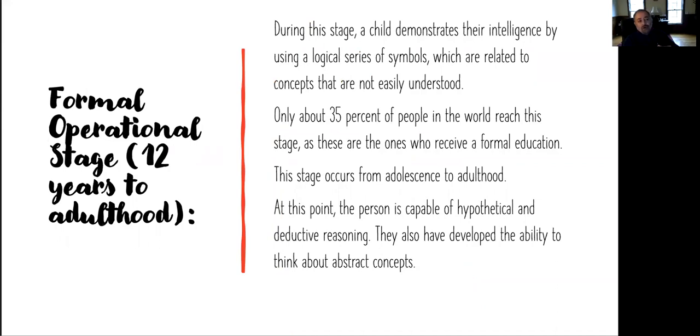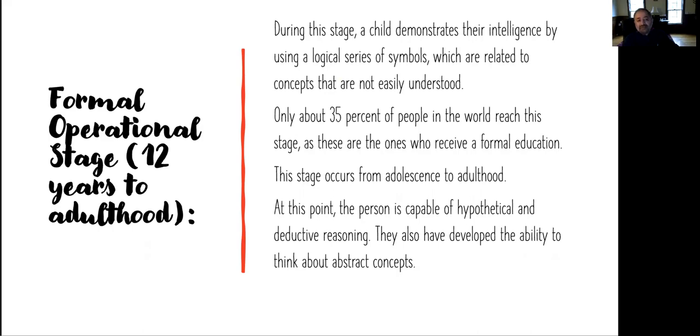Then he talks about the formal operational stage, which is 12 years to adulthood. That's the 12 years all the way to adulthood. During this stage, a child demonstrates their intelligence by using logical series of symbols which are related to concepts that are not easily understood. And he says that only 35% of the people in the world reach that stage, because that stage does require something that we call receiving a formal education.